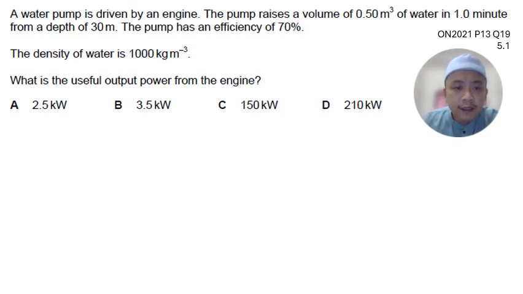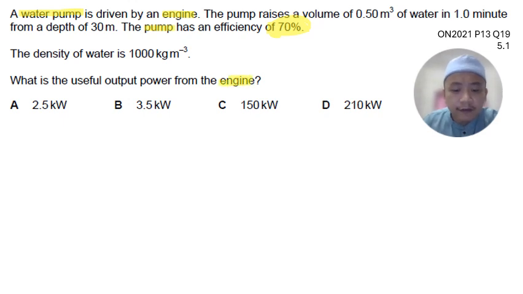So observe here that we have a water pump, and this water pump is basically driven by an engine. And this pump has an efficiency of 70%. So this 70% is actually reflected by the pump. Now we've got the density of water, in which the water is where the pump is actually doing its work. Now look at the question, what is the useful output power from the engine?